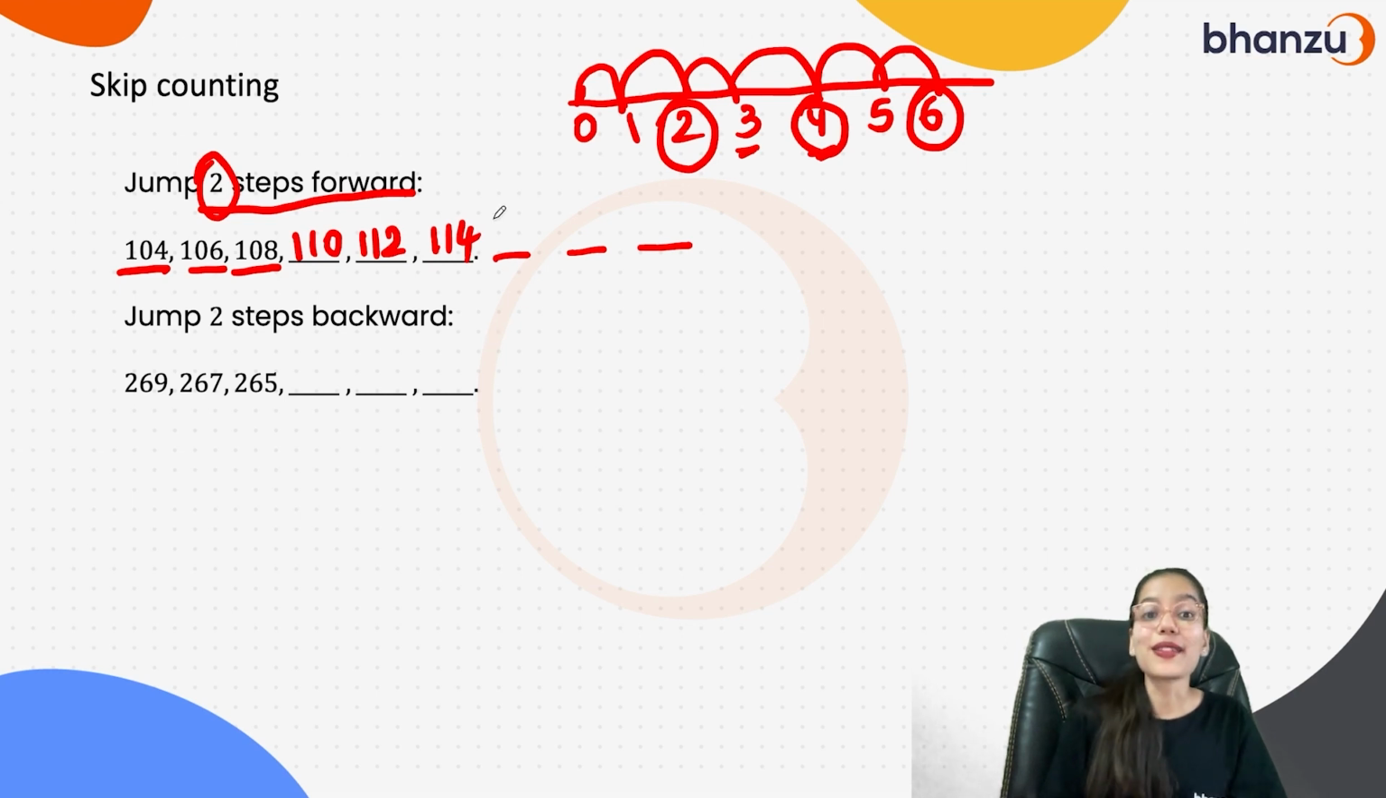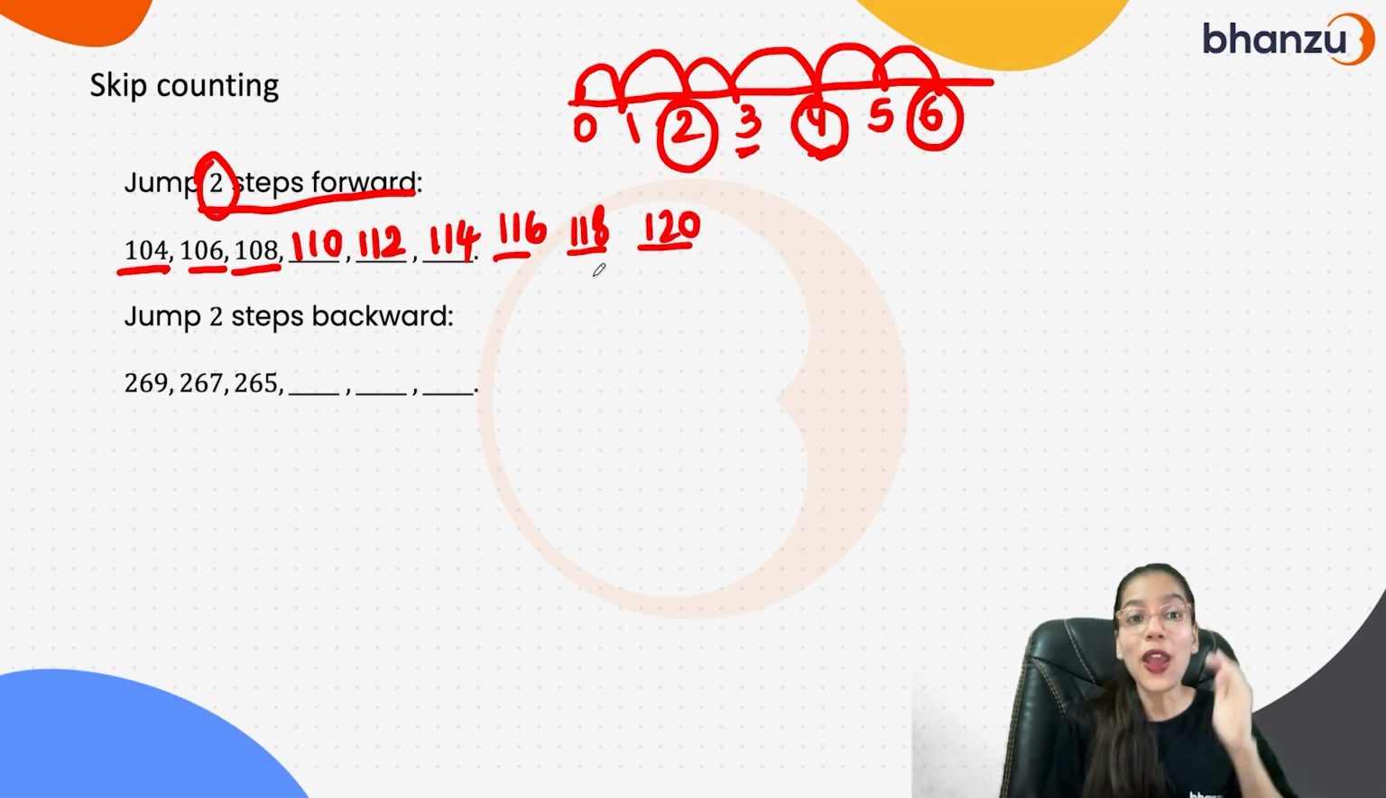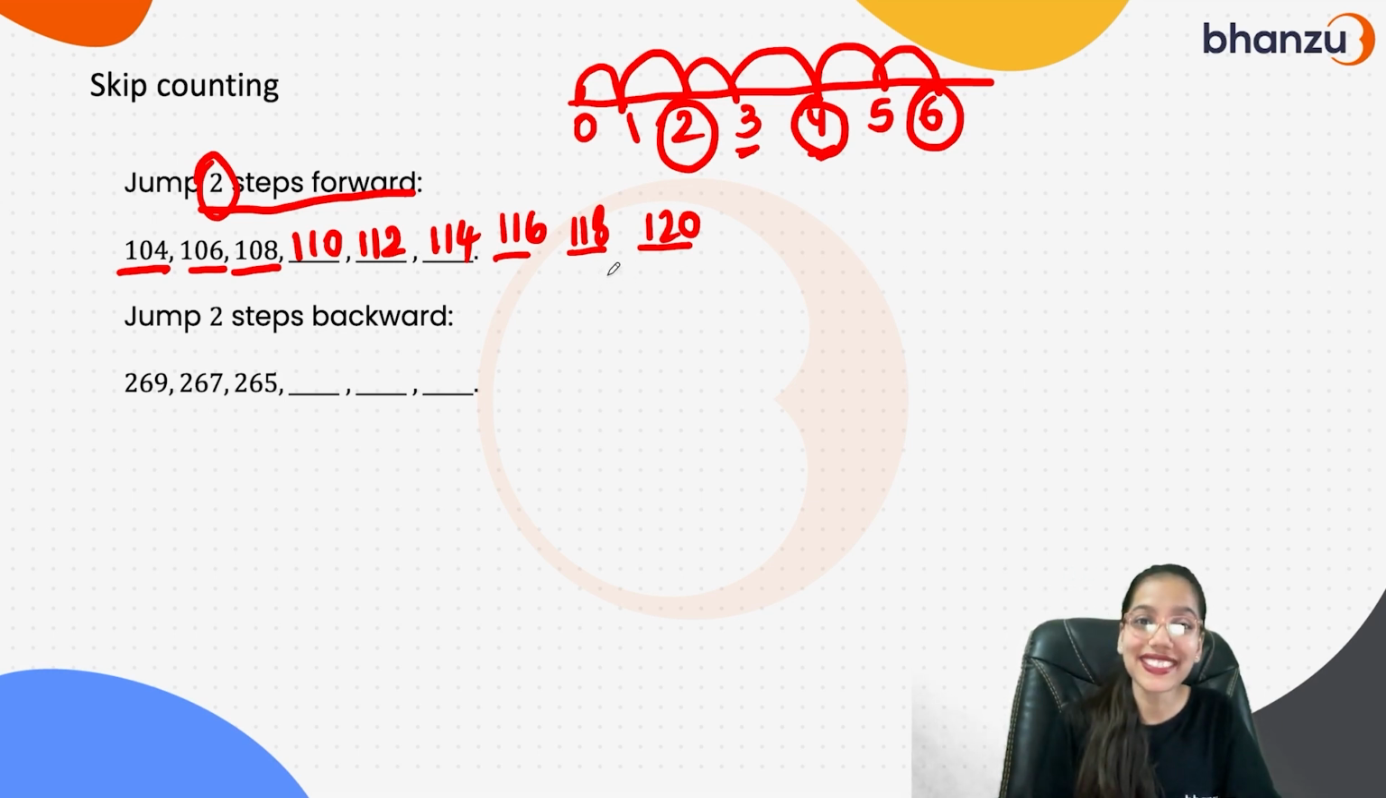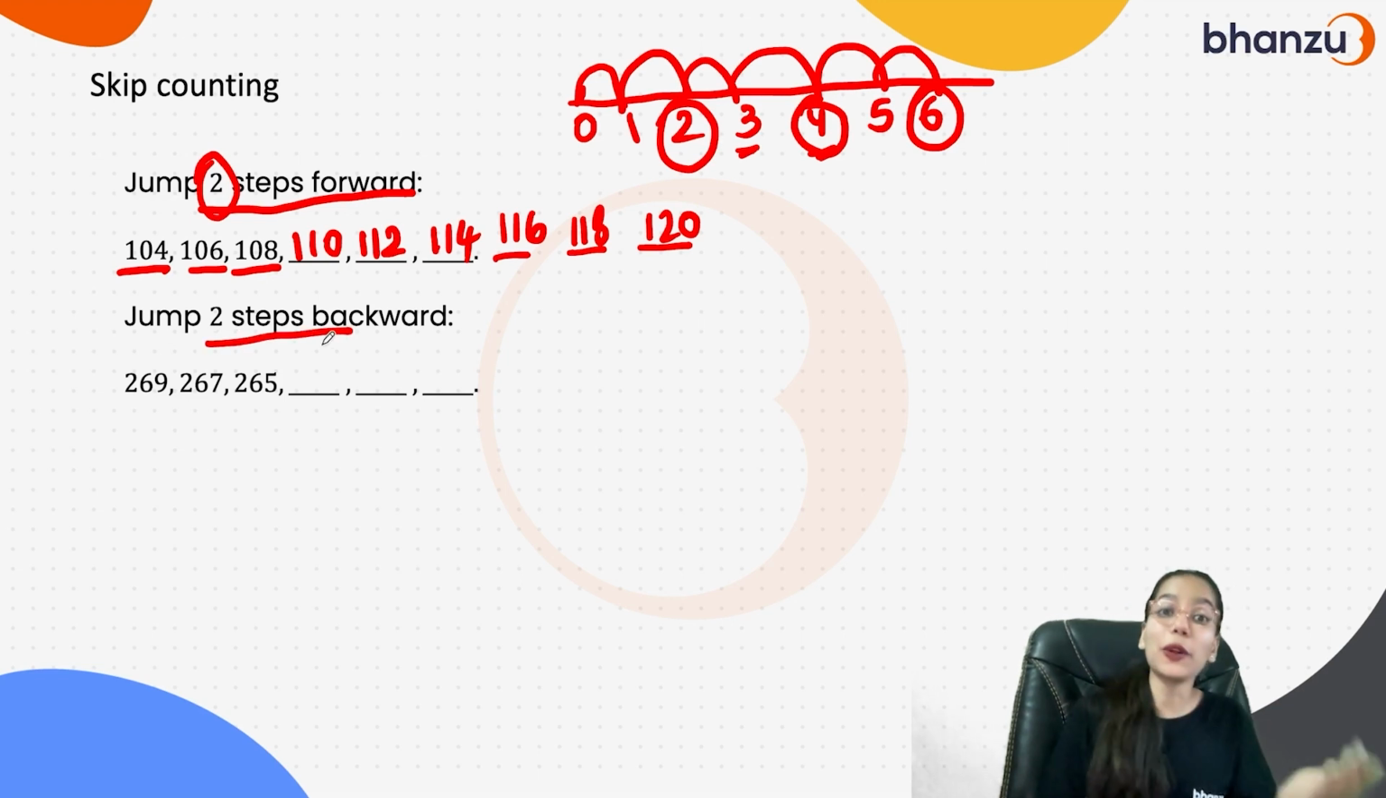That's amazing. So after 114 we get 116. After 116 we get 118. And after 118 we get 120. That's amazing. So now did you understand what we mean by jump 2 steps forward in skip counting? Very well done. Let's do jump 2 steps backward.